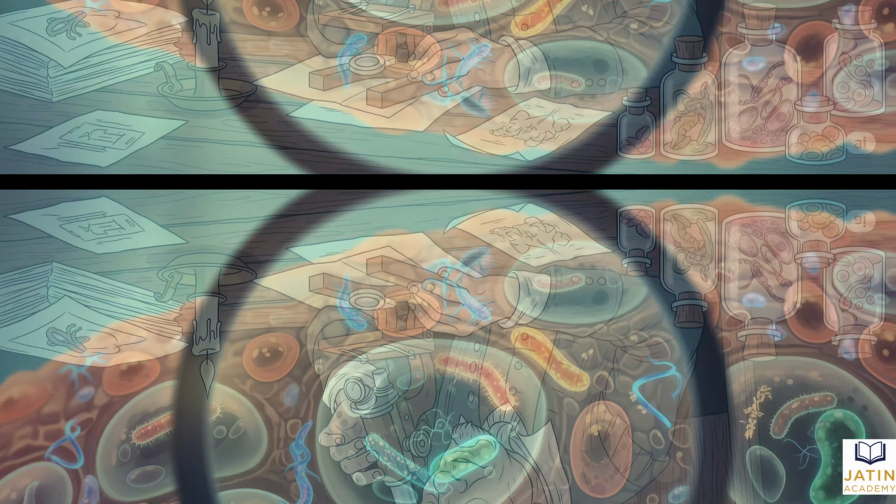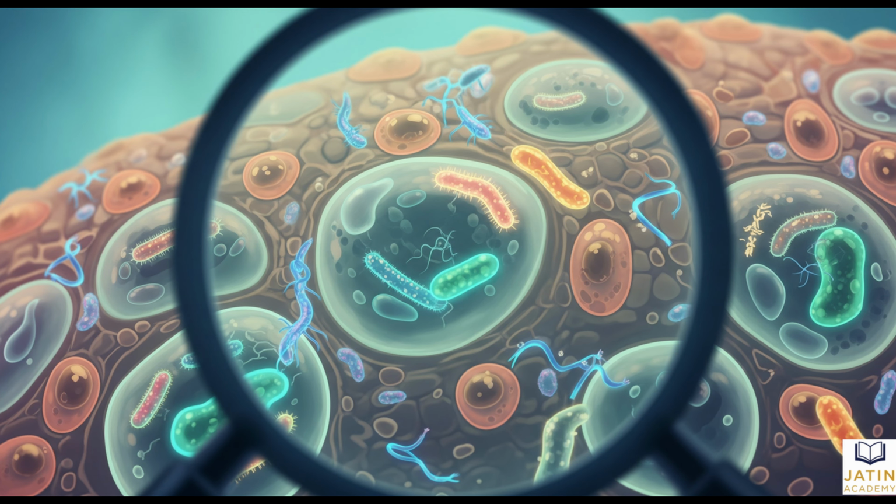And one day, when he looked at a thin piece of frog's skin under it, he saw tiny little moving things. He got super excited. He realized these tiny units were alive. Although he didn't call them cells, he was the first person to show us that something very small but very alive exists inside us. Now let's come to the real story of how the term cell was born.